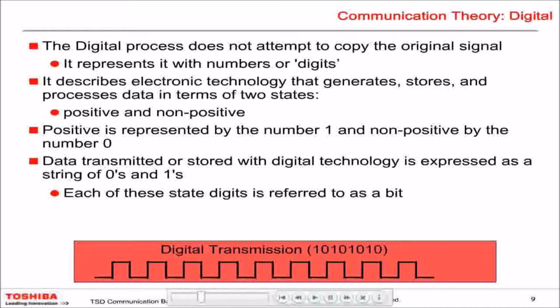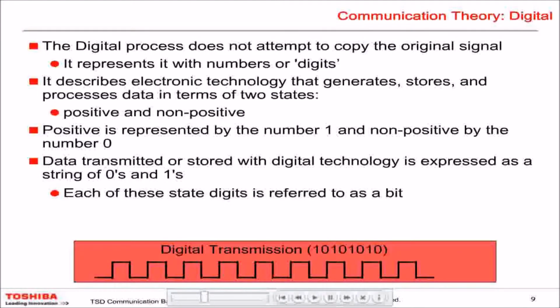Digital is a different kind of representation of a signal. It does not attempt to copy the original signal, but instead it represents it with numbers or digits. Digital describes electronic technology that generates, stores, and processes data in terms of 2 states, positive and non-positive. Positive is expressed or represented by the number 1, and a non-positive by the number 0. Thus, data transmitted or stored with digital technology is expressed as a string of ones and zeros.